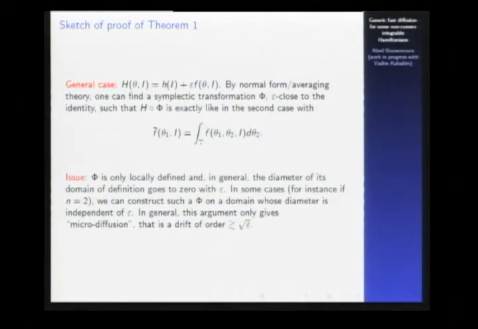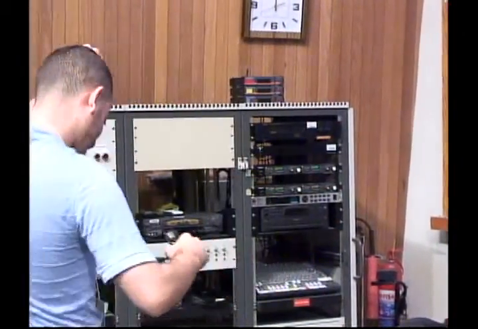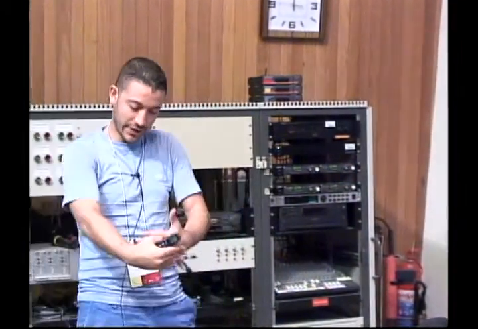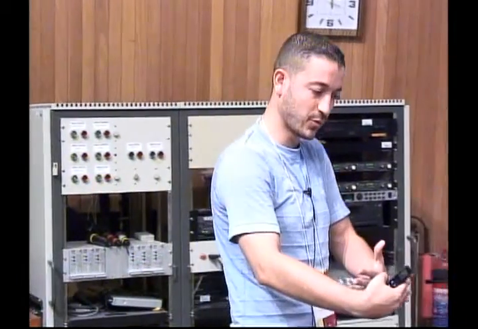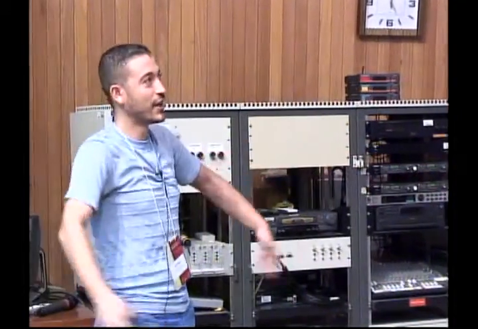In general, when you cannot improve the transformation, this argument only gives what I would call micro-diffusion. It means you actually have a drift, so you have a lower bound on the scale, but it's just square root of epsilon. In the convex case, or the case where you can prove diffusion, it always goes like this: you make a small drift, then another small drift, and you match all the pieces together to get a large drift. And for this, you have tools.